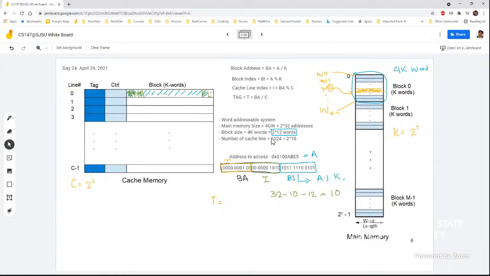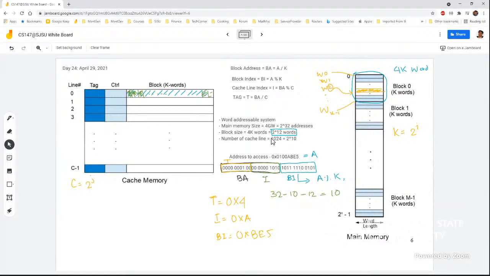In terms of hex, if we want to write it in hex, the tag will be 4, right? Hex 4 represents that 10 bits. And the index would be, in terms of hex, A. And the block index would be very simple, right? BE5.